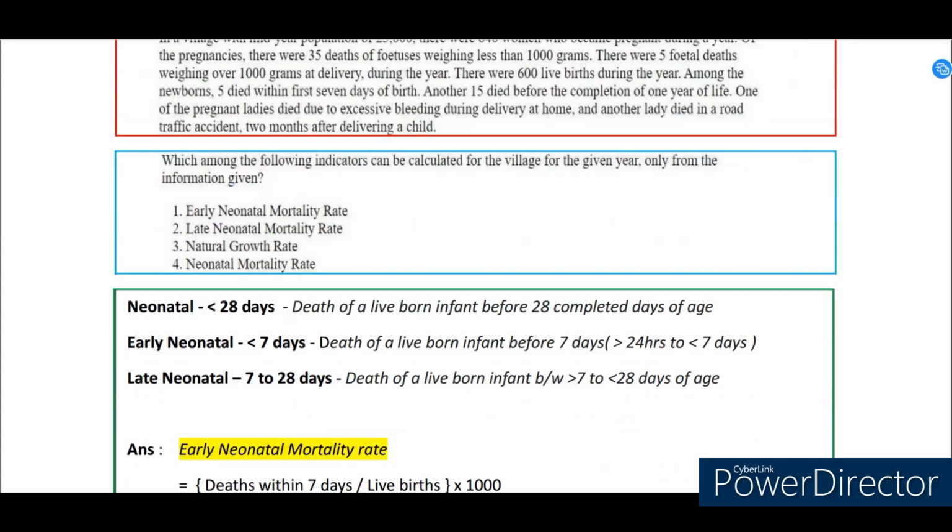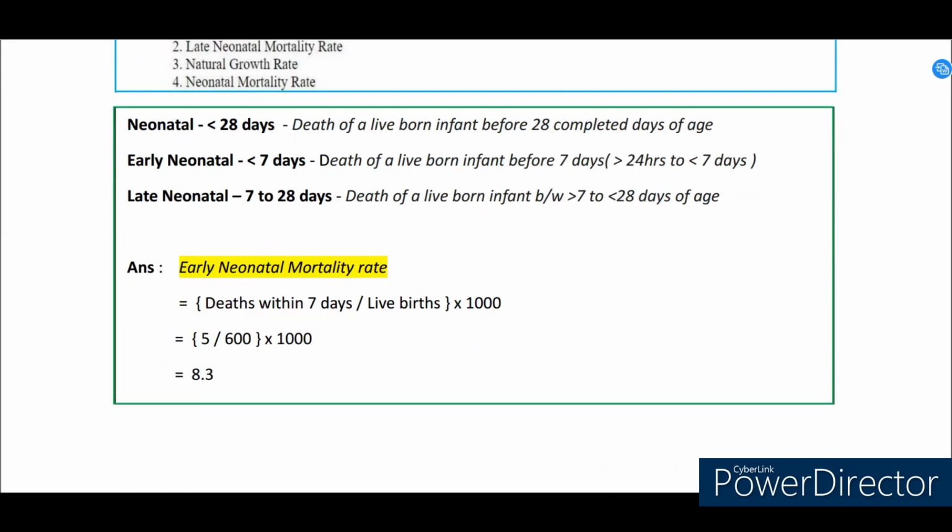So let's understand what is neonatal mortality rate. Neonatal mortality is death of a live born infant before 28 days of age, whereas early neonatal is less than 7 days and late neonatal is from 7 to 28 days. From the given information in the passage, they have given only death of a live born before 7 days, that is early neonatal. So the formula is deaths within 7 days divided by live births multiplied by 1000.